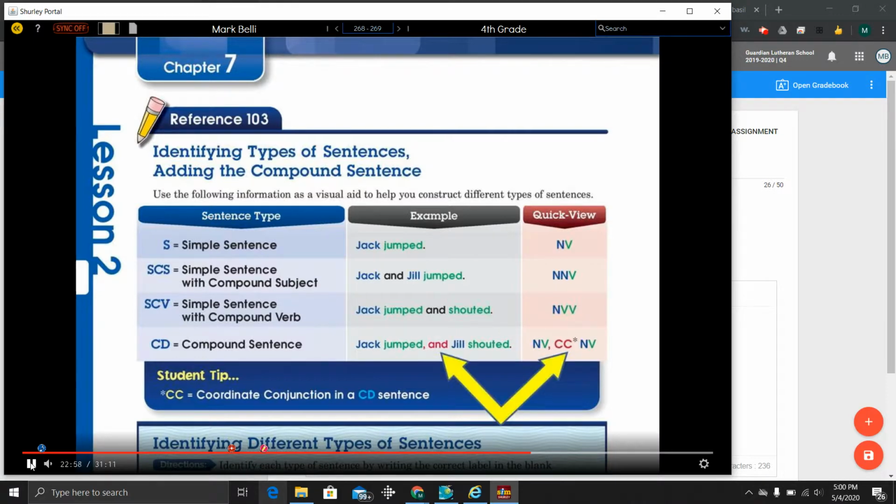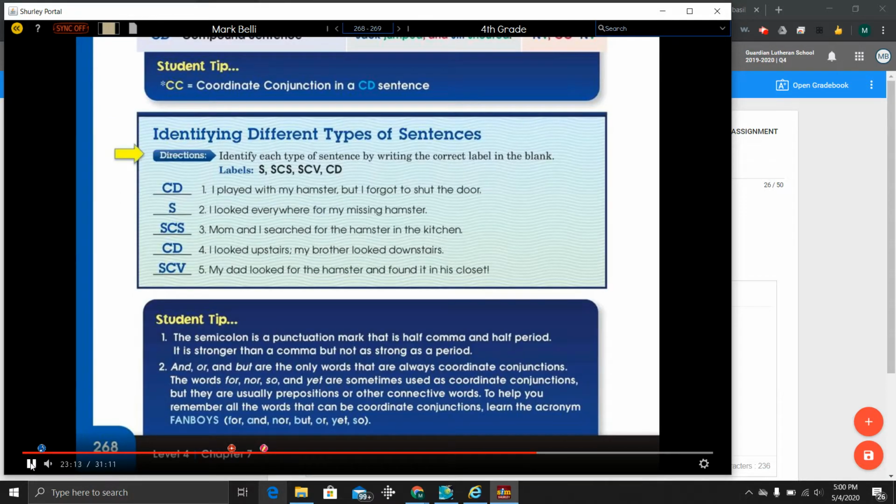A comma and conjunction have been added to this sentence because it is a compound sentence. It has been color-coded in red, so you can see the capital CC stands for coordinate conjunction in a compound sentence. Let's use the light blue box to identify different types of sentences.